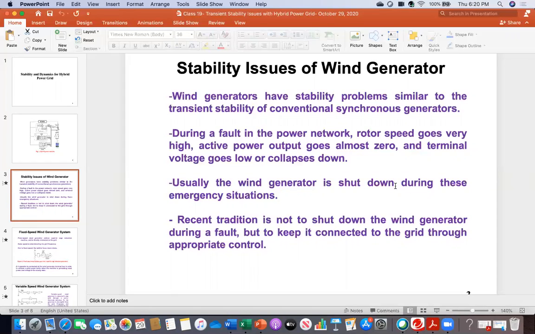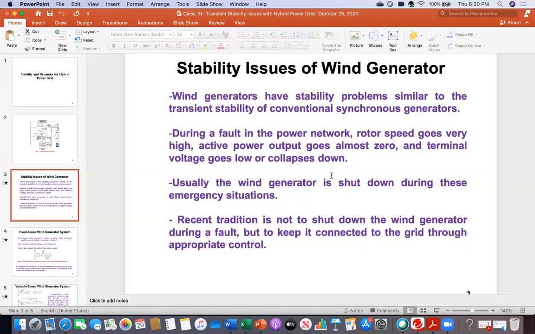That's why, about 10 years ago, until about 2010, the tradition was to shut down. But in recent days, it is not wise to shut down, because if you shut down, then again you have to reconnect it. That has some issues. That's why the recent tradition, with the help of power electronics control, is to keep it connected. And that is the smart way, which is called fault ride through capability.